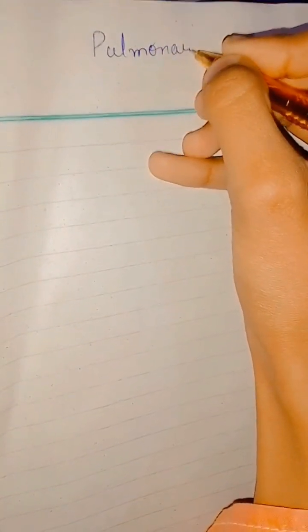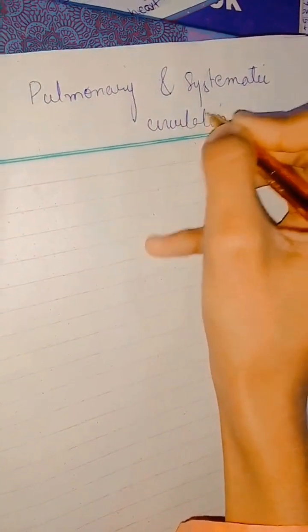Okay, so now we are going to discuss the pulmonary and systematic circulation. Basically, these are the types of circulation. Like first is pulmonary circulation and second is systematic circulation.